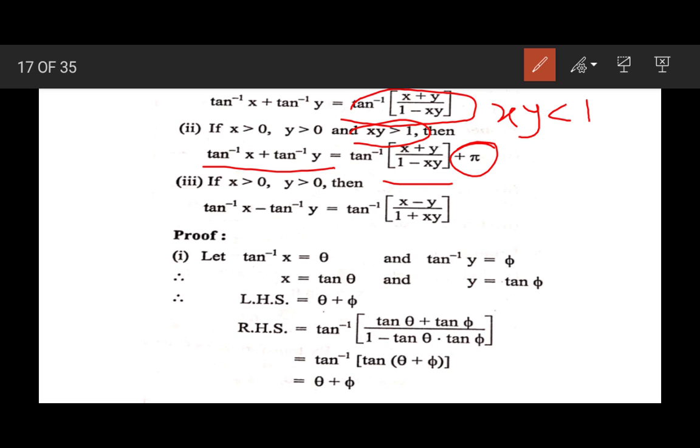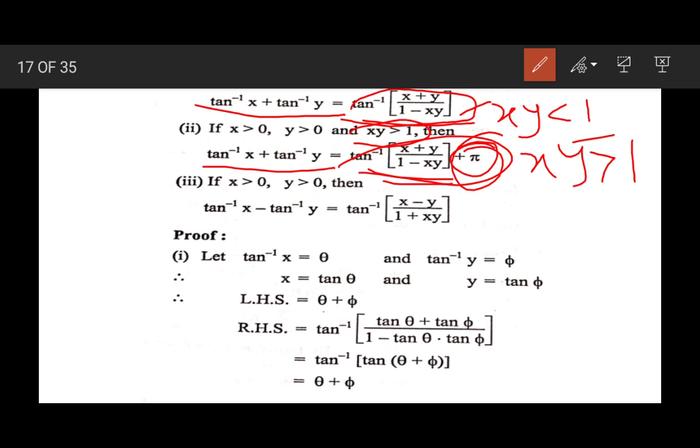So class, there are two formulas for tan inverse x plus tan inverse y. The first formula says that this is equal to tan inverse of (x plus y) upon (1 minus xy). The second formula says that this is equal to tan inverse of (x plus y) upon (1 minus xy) plus pi. When x into y is less than 1, we have simply tan inverse of (x plus y) upon (1 minus xy). When x into y is greater than 1, we have the formula tan inverse of (x plus y) upon (1 minus xy) plus pi. This part is the additional part.